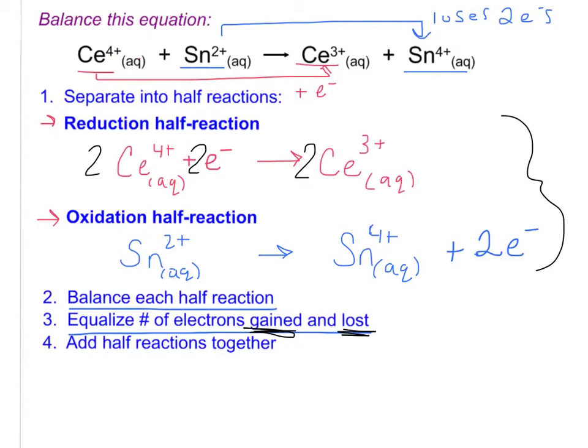So now we can do our final step and we can add the half reactions together. What I'm going to do is take everything on the left side of the arrows here and write all of that down.